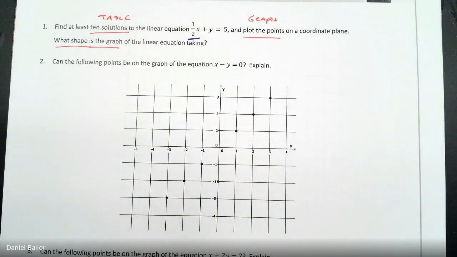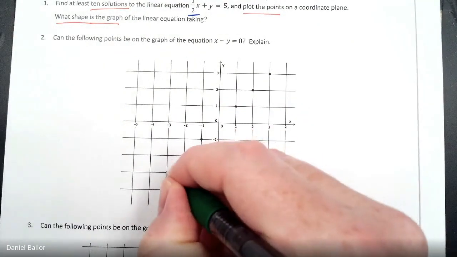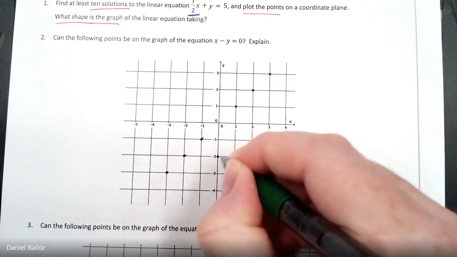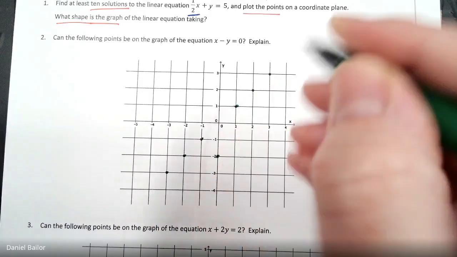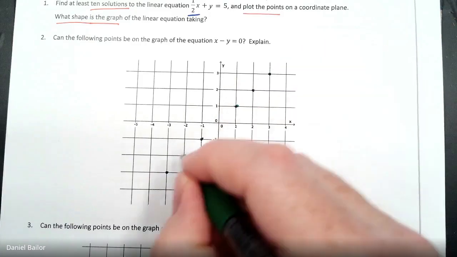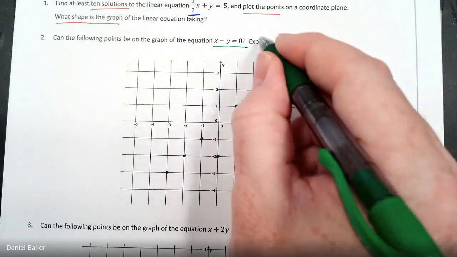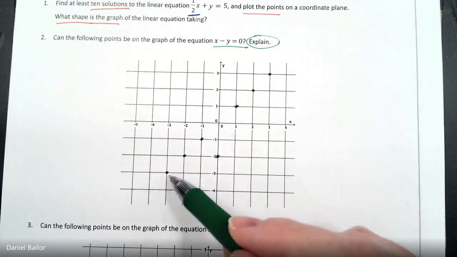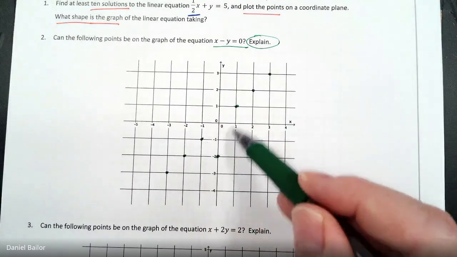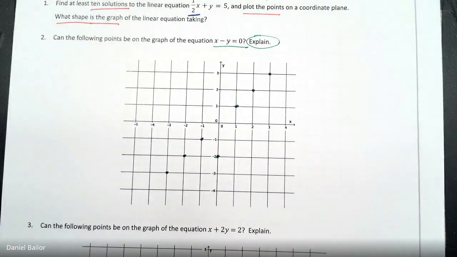For number 2 on the problem set, do these points right here, could the following points be on the graph? So do these points make sense on this equation? Yes or no, and remember to explain why. Do all these points make sense for this? Or is there something wrong?